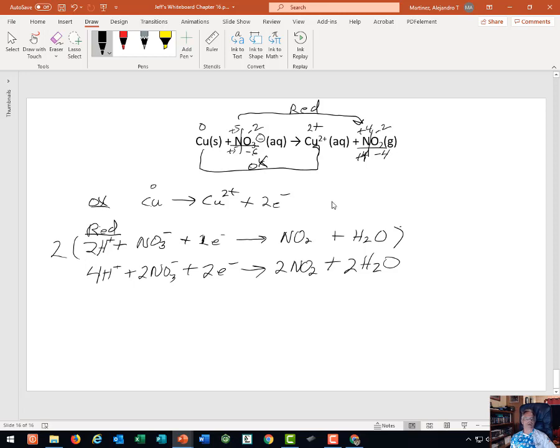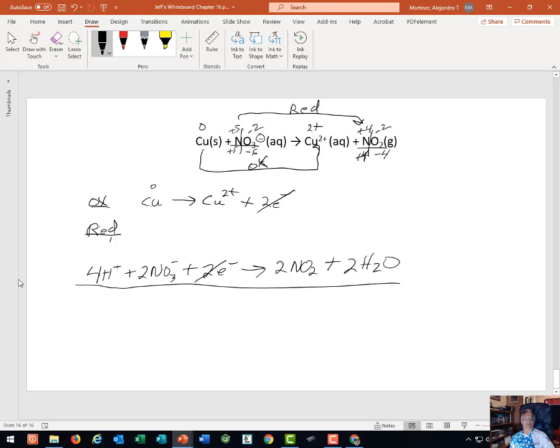So I'm just going to erase. You would just probably scratch this out. This is now my balanced reduction half reaction. I'm going to go ahead and cancel the electrons. So I'm simply going to add these two together.